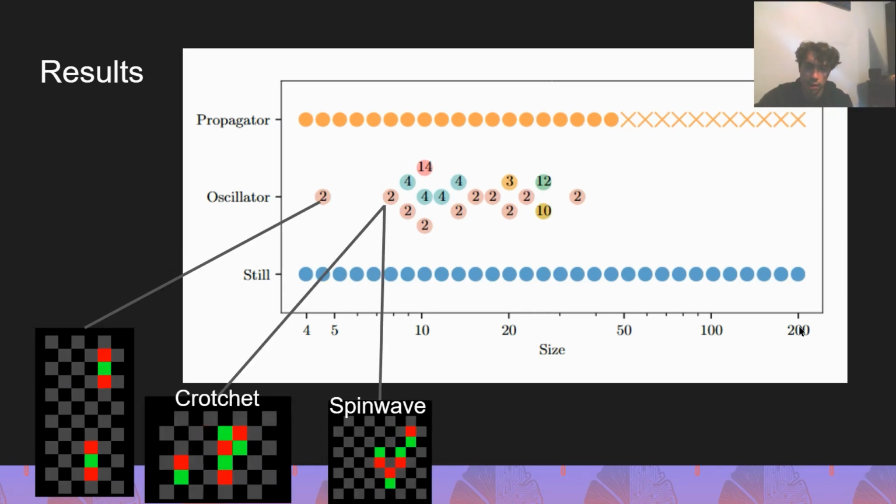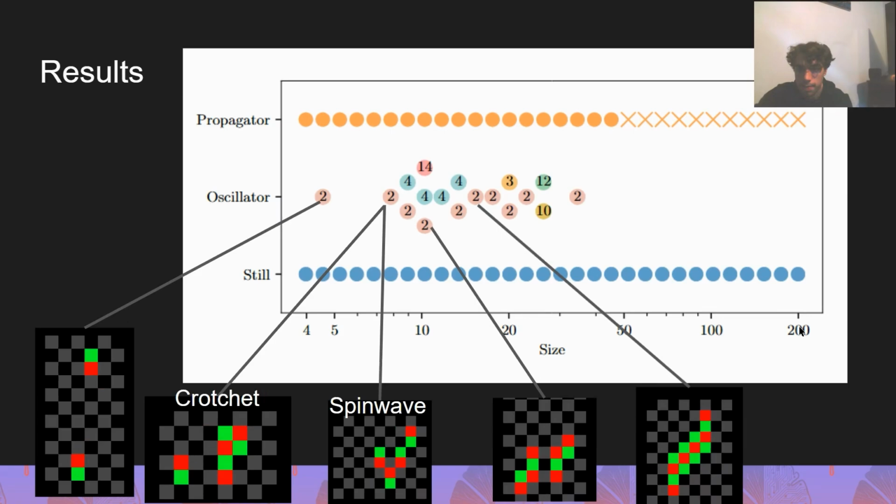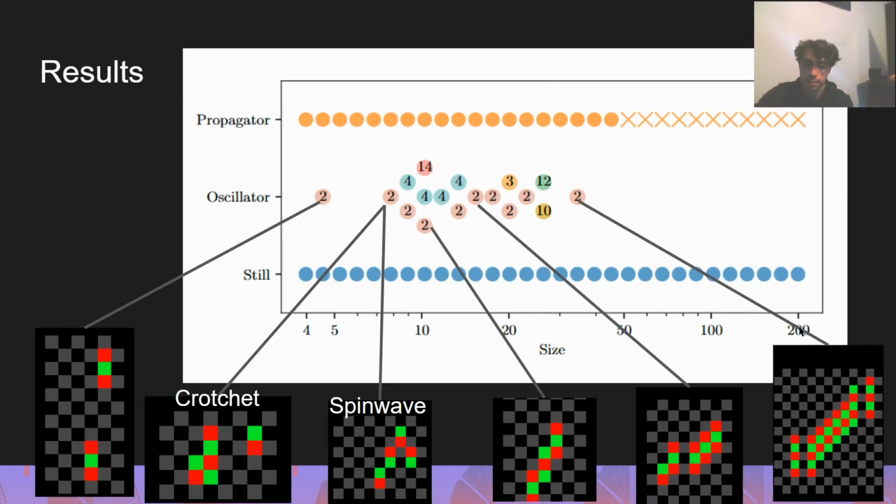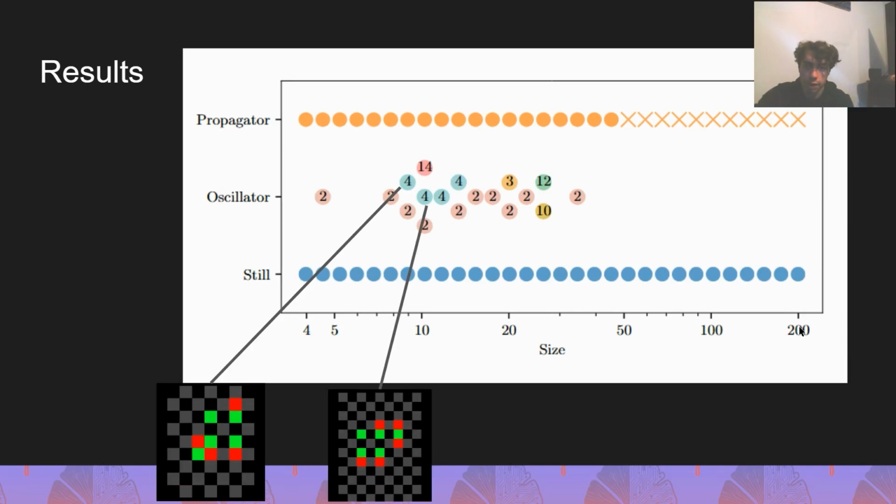We then have some more small still life oscillators, and we've named some of the creatures that are particularly interesting, or just ones we think look like something. So here we have the crotchet and the spin wave, and then we have some more period 2 oscillators, and here's the largest 2-period oscillator.